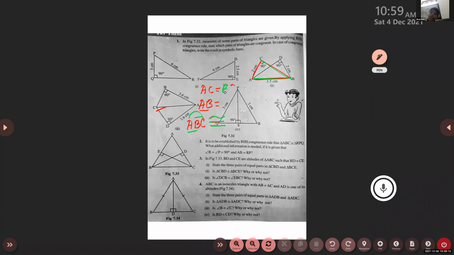AC should be equal to BD. No, children. AC should be equal to BD, 2 centimeters, isn't it? So we can write. So AD should come. So we can write ABD. If you write ABD, it will be correct, right? Yes, ma'am. Check. AB is equal to AB. Okay. Then AC should be equal to BD. So instead of ABD, you can write BAD. BAD, you check.